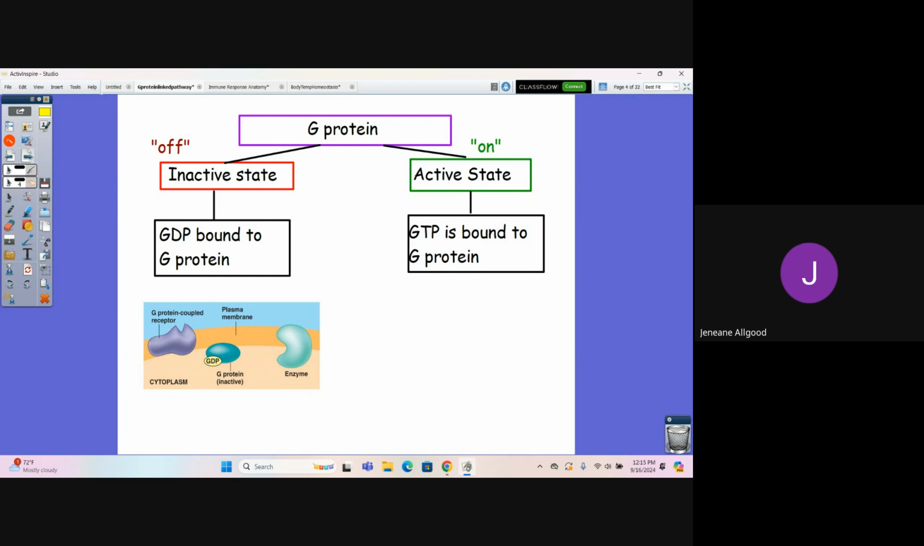So this is our little G protein. This is our G protein linked receptor. This is a different enzyme called adenylyl cyclase. If GDP is bound to our G protein, then our G protein is in its inactive state. If GTP instead is bound to our G protein, then it's going to be in our active state, and we're going to show that by kind of having this little yellow halo around it, and that's how you're going to know that that G protein is active.